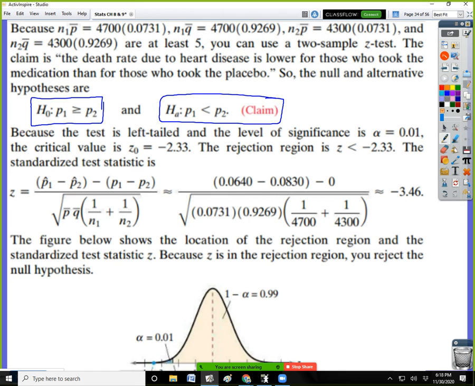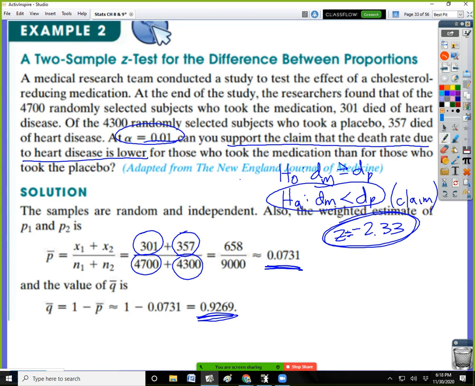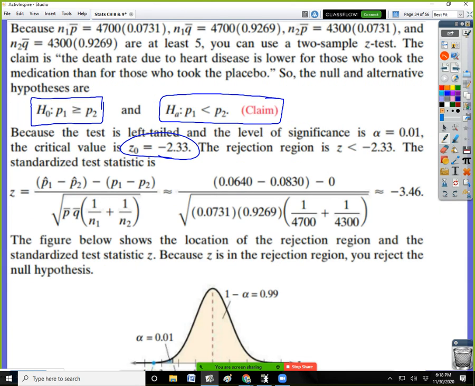The critical value is minus 2.33, which looks sneakily familiar, right? See how we get these numbers? We're using the same kind of numbers all the time. So we're using those same tests a bunch. So the rejection region is everything to the left of that, okay?